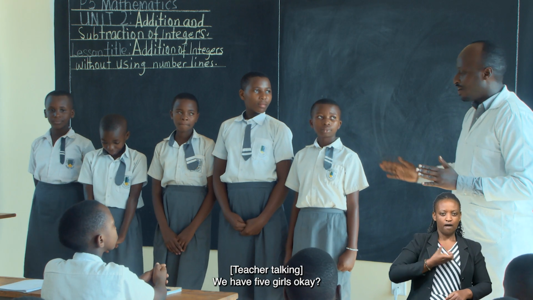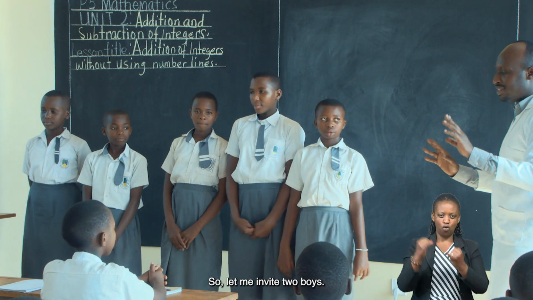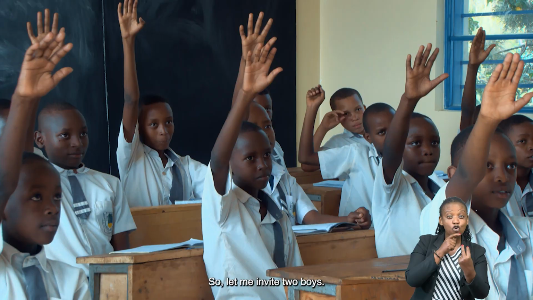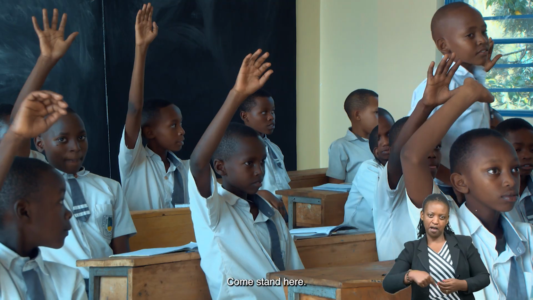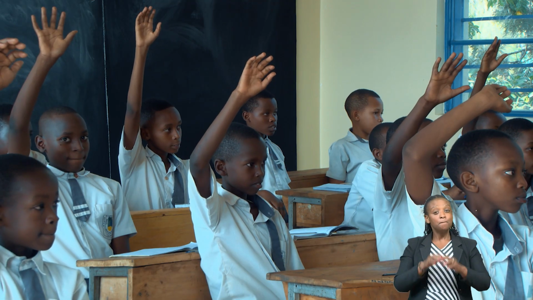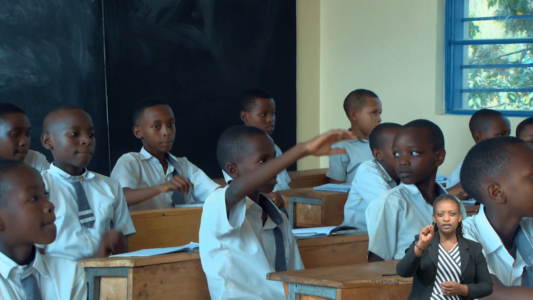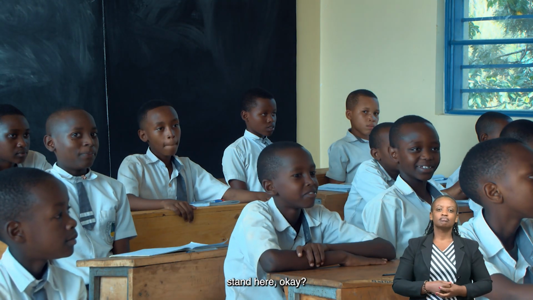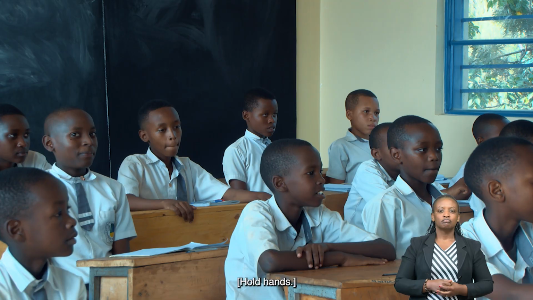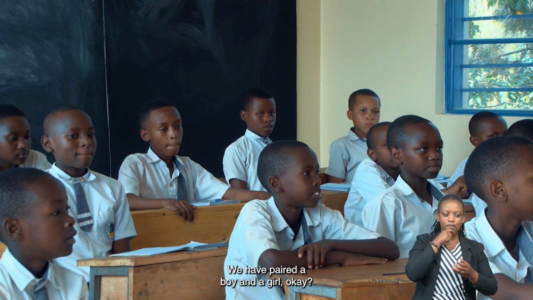We have 5 girls, okay? So let me invite 2 boys. Pacific, come, stand here. Okay. Regis, come, stand here. You touch each other in the hands. Okay. We have paired a boy and a girl.